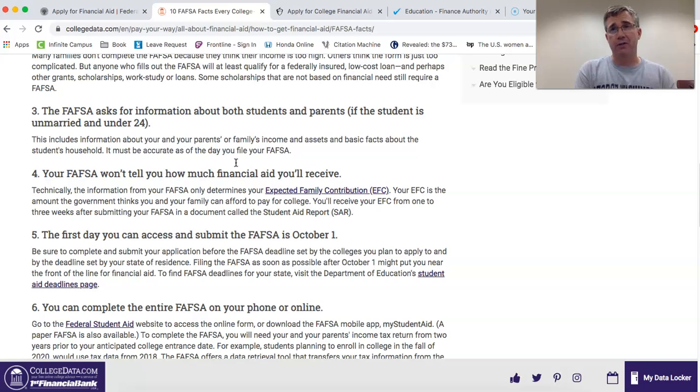If that parent has remarried, however, interestingly enough, the step-parent's income does count as part of the income that will be calculated into the federal student aid.